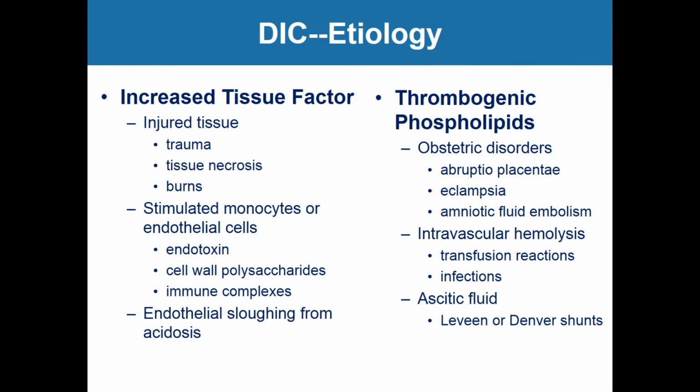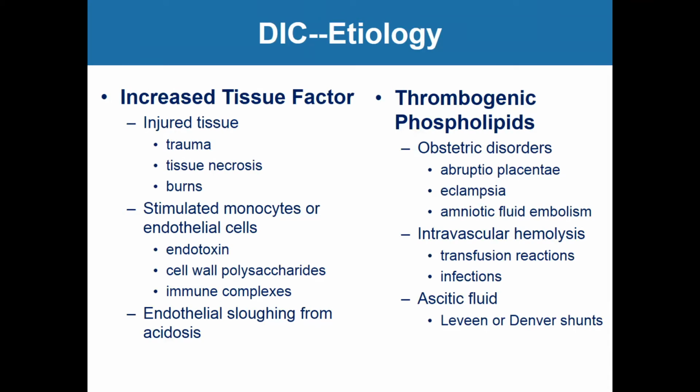Stimulated monocytes or endothelial cells stimulated by endotoxin, cell wall polysaccharides, or immune complexes can also upregulate expression of tissue factor. Also is seen in endothelial sloughing from acidosis. Thrombogenic phospholipids are clearly related to activation of coagulation, particularly in obstetric disorders such as abruptio placentae, eclampsia, and amniotic fluid embolism.